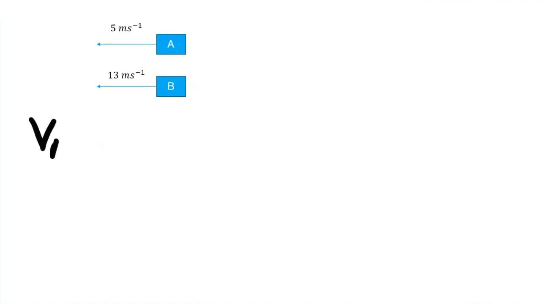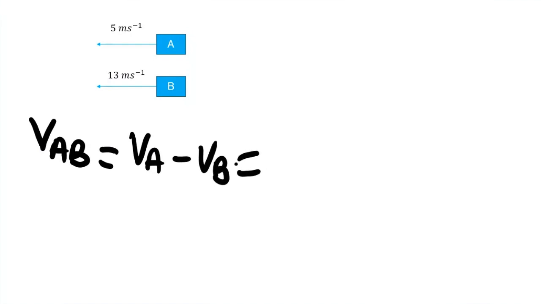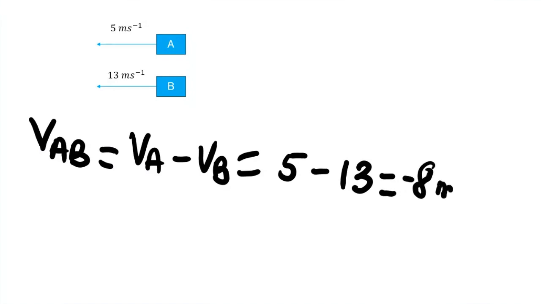Let's have another question. We have this sample, and all of them are moving in the same direction, right? So the velocity of A relative to B, meaning that we are in car B and we want to see the velocity of A, is going to be VA minus VB. If you do that, VA is 5 minus 13, so we get negative 8 meters per second. Basically, it means that if you're in car B, you'll be thinking A is going backward. That's how the feeling will be.